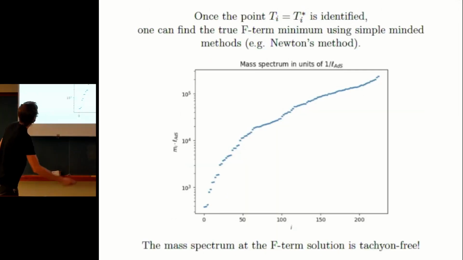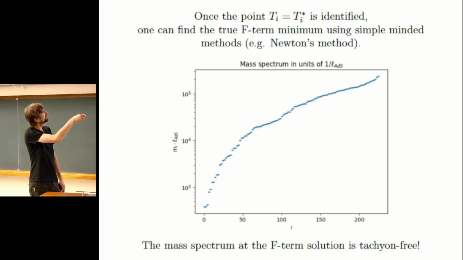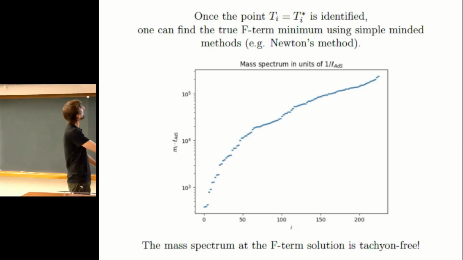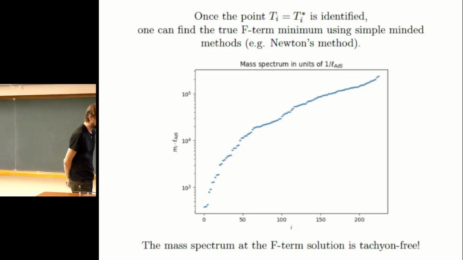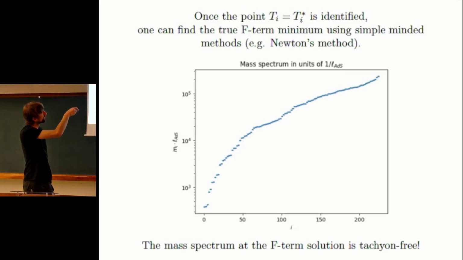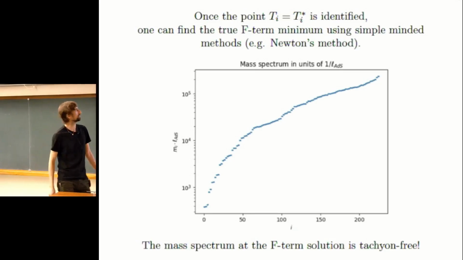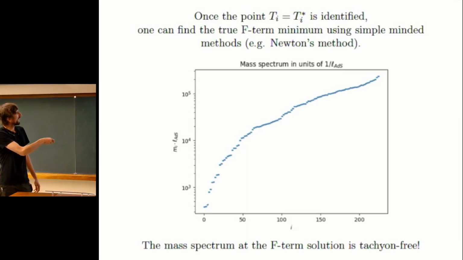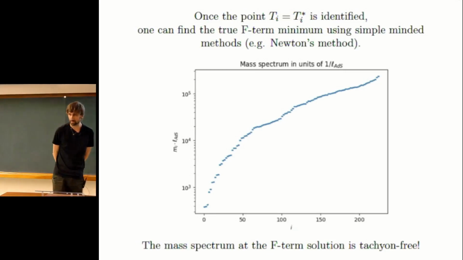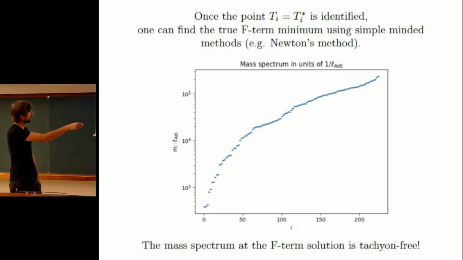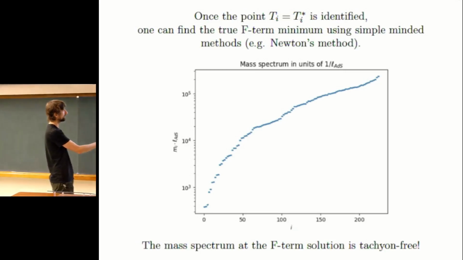So one can do this, and lo and behold, once you identify the actual vacuum point, it turns out that you're close enough to the actual F-term solution that you can find the true F-term solution by using relatively simple-minded methods like Newton's method. I'm not implying that Newton was simple-minded, but this works. And lo and behold, the mass spectrum at the vacuum point is free of tachyons, and here's the mass spectrum. Note that this is expressed in units of the AdS scale, so all eigenvalues are actually pretty large.